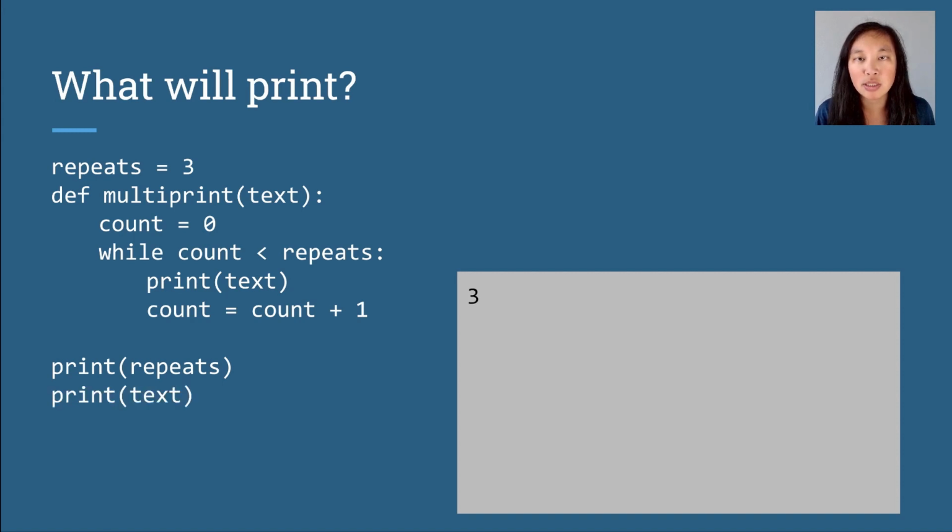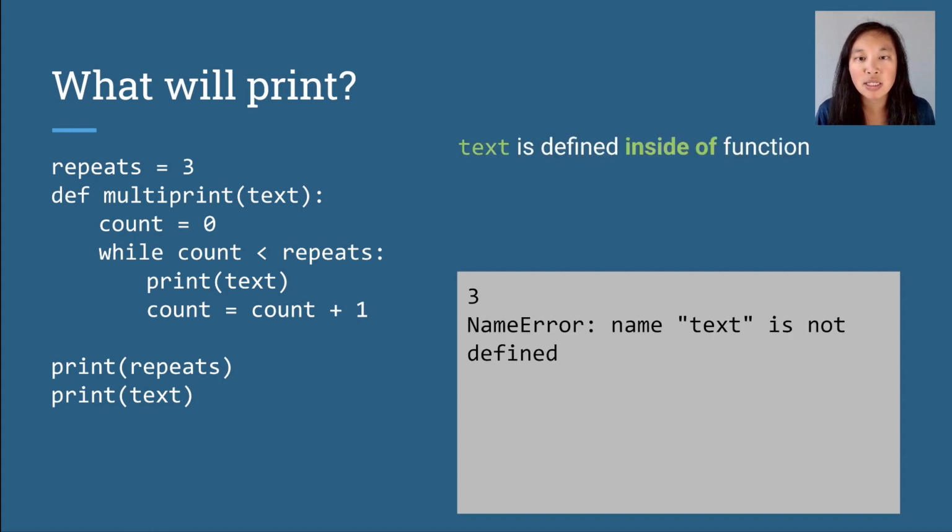What happens if we print text? Well, it's going to give us a NameError that says name 'text' is not defined, because text is defined inside of the function. So that means it has local scope, and only the function can use text. We cannot access it outside of the function.